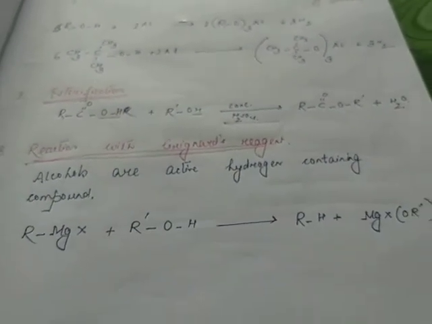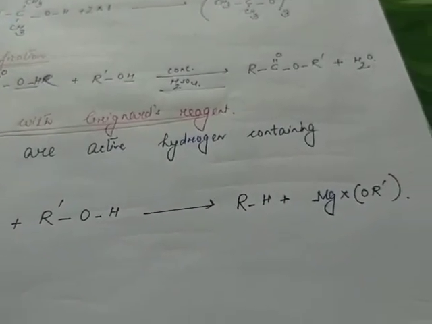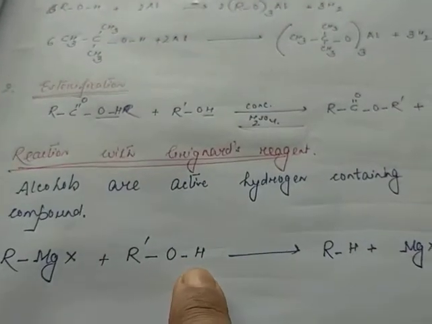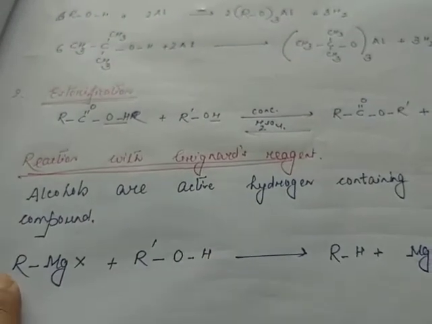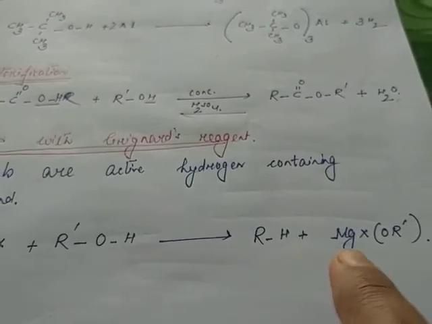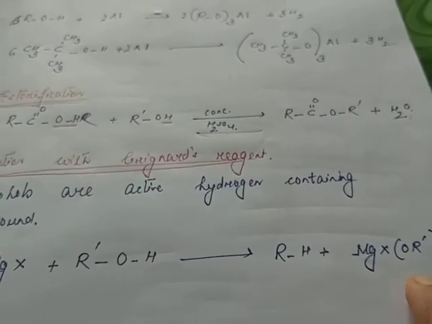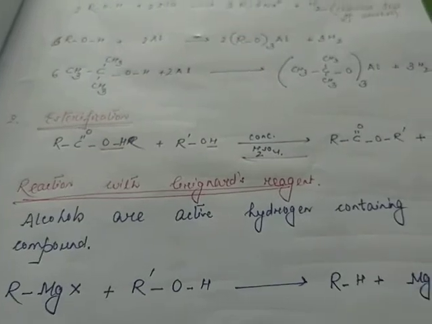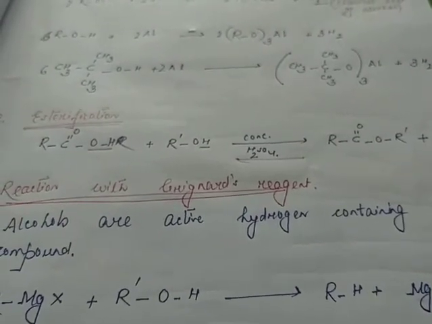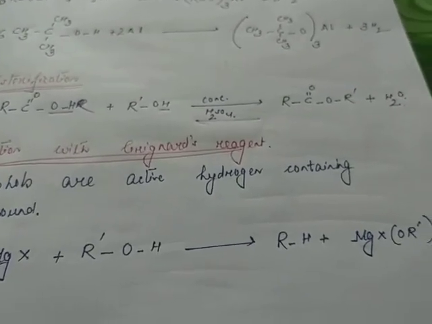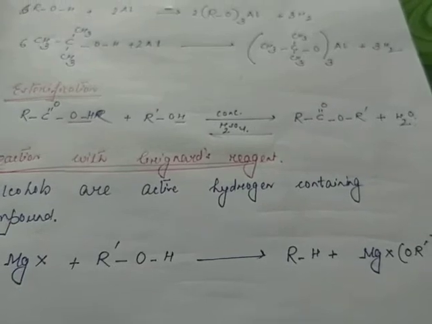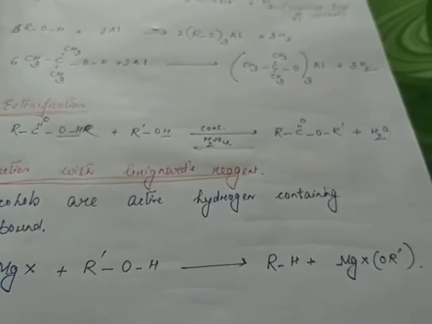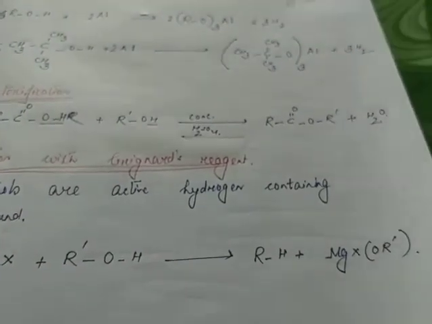Now come to the next reaction, the reaction with Grignard's reagent. Alcohols are active hydrogen containing compounds, and this hydrogen could be eliminated with the alkyl group R, forming alkane along with the magnesium salt. Therefore, when preparing any functional group by taking Grignard's reagent, we avoid the presence of moisture and alcohol, and that's why dry ether is used as the medium, to keep it free from alcohol or any other active hydrogen compound.